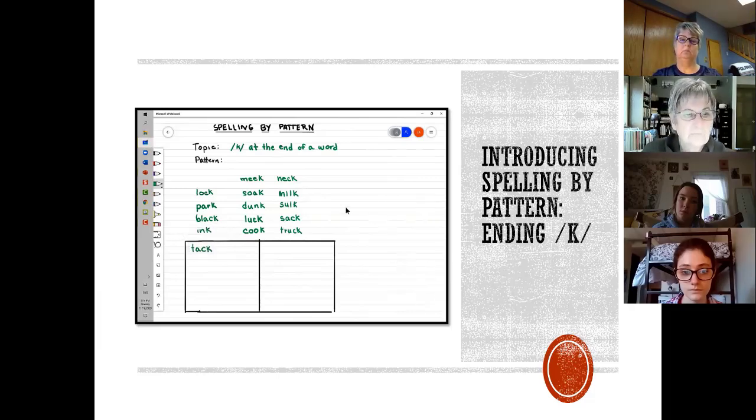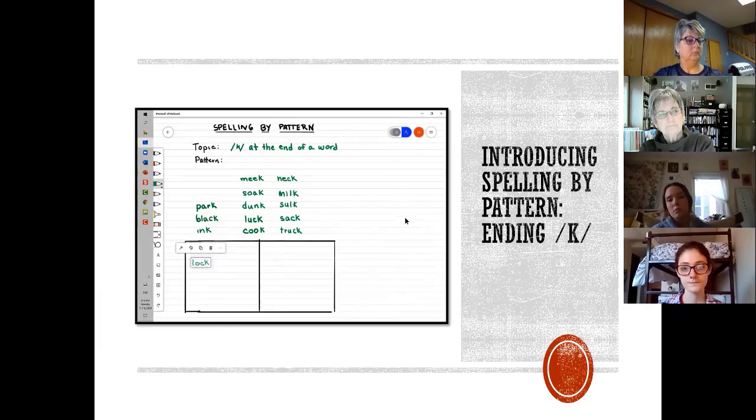And then you say, all right, lock. Does lock end the same or does it end differently? And they would say, yes, that one also belongs under tack. Now let's take a look at park. How is the K at the end of the word spelled? And your students should say, oh, that's different, so I put it over in this one. And that's how they do it.